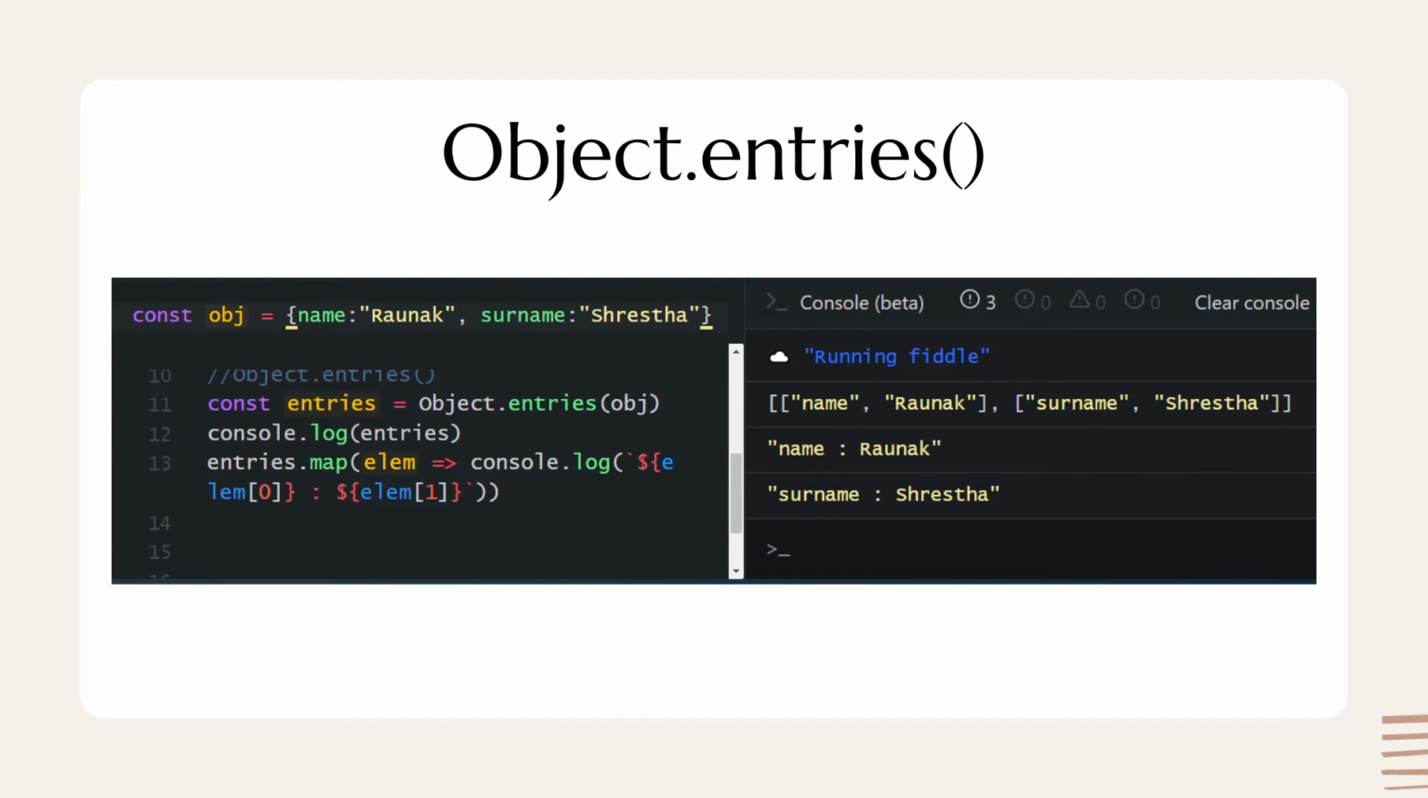Like in this example, we have used the map method to retrieve the property name and value. So that's it for the lecture.